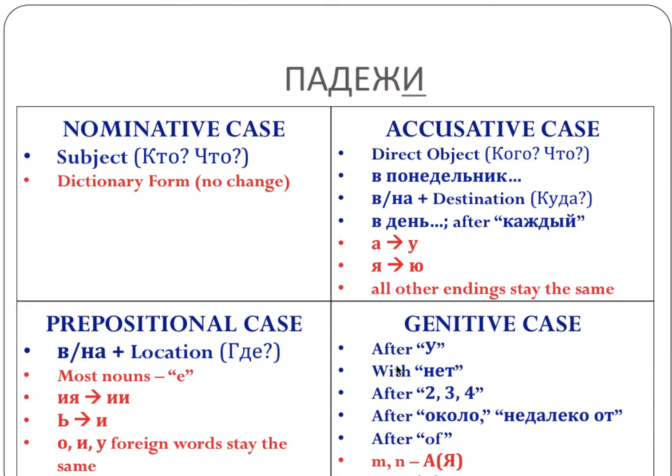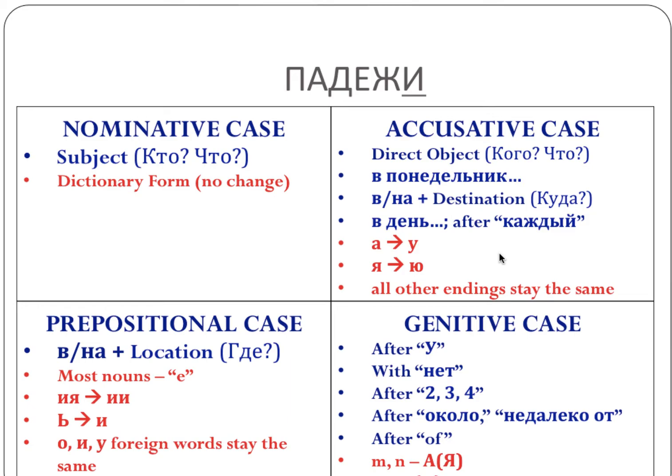And for that we need to review cases, падежи. I know it's your favorite, падежи, падеж, падежи, cases. So in Russian 111 you learned about 4 cases out of 6. В русском языке 6 падежей. In the Russian language there are 6 cases. You already know 4 cases.